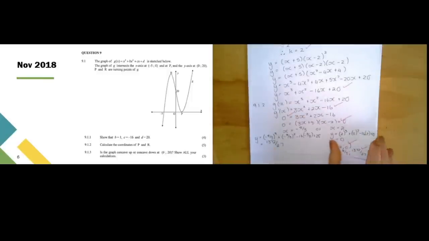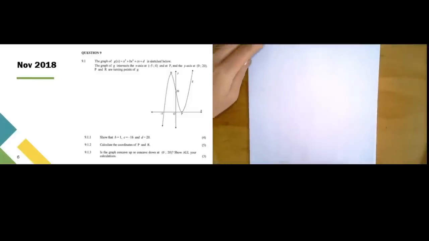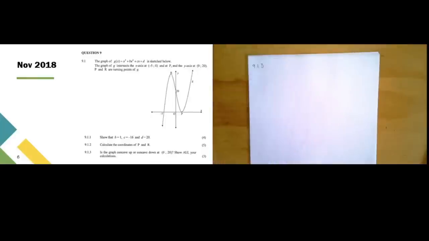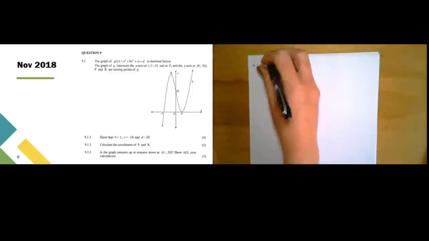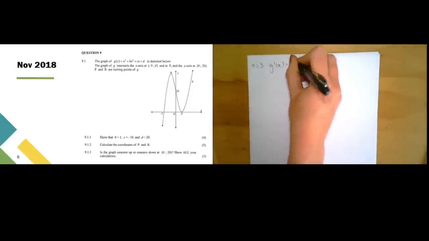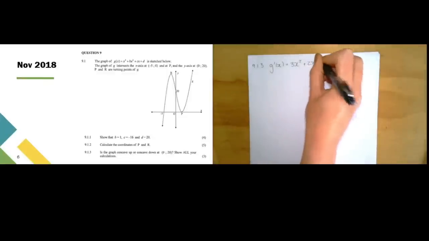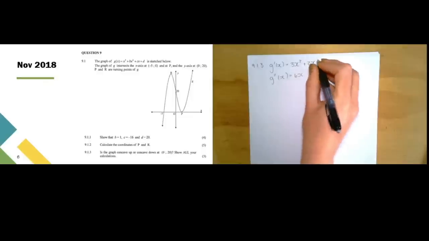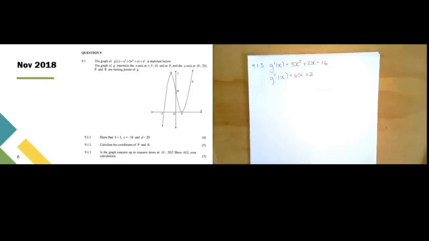Question 9.1.3, they're asking me, is this graph concave up or concave down at (0, 20)? Show all your calculations. Once again, grade 12s, there is a video on concave up and concave down, which you can go watch. What do I know about concave up or concave down? It's got to do with my second derivative. In the previous question, our first derivative was equal to 3x squared plus 2x minus 16. So my second derivative is 6x plus 2.